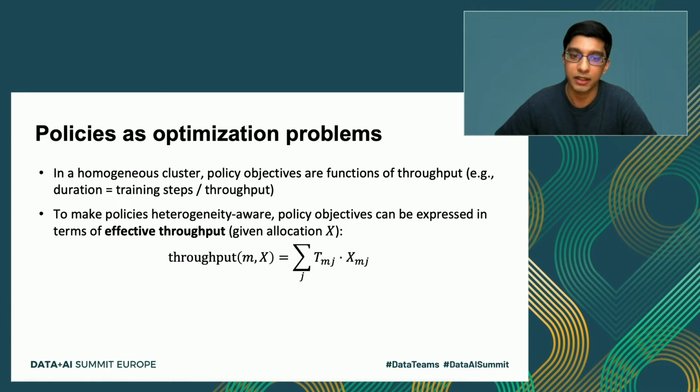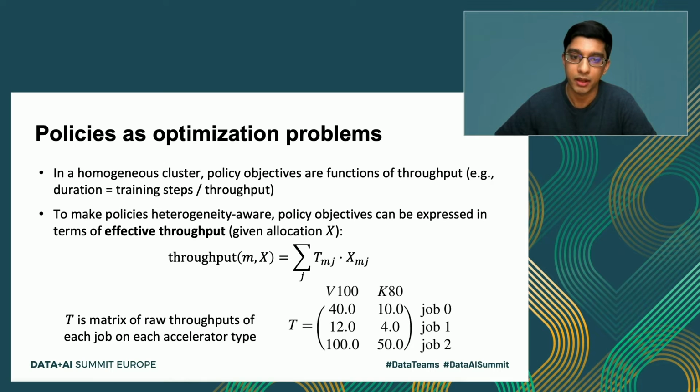So in particular, the throughput of a model M, given an allocation matrix X, is the sum over all resource types J of the throughput of model M on resource type J times the model's allocation on resource type J. And you can see here an example throughput matrix.